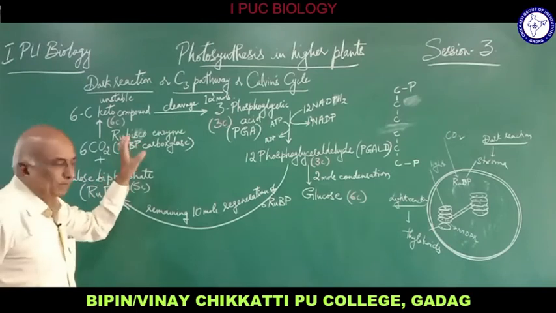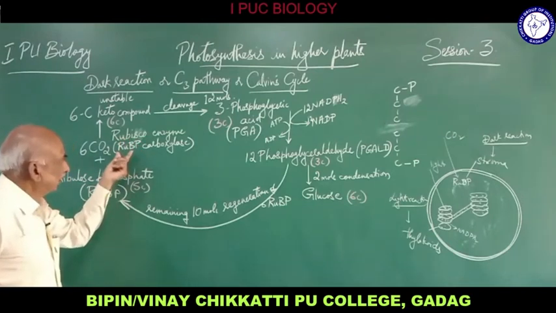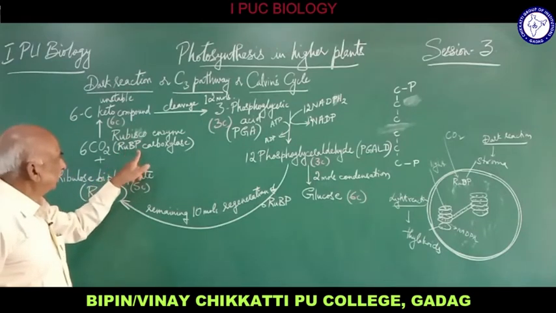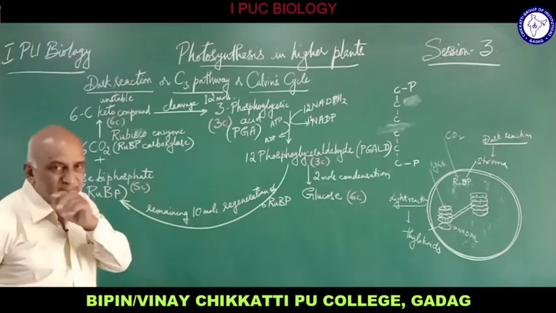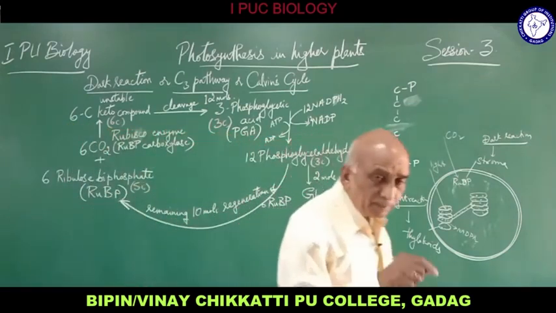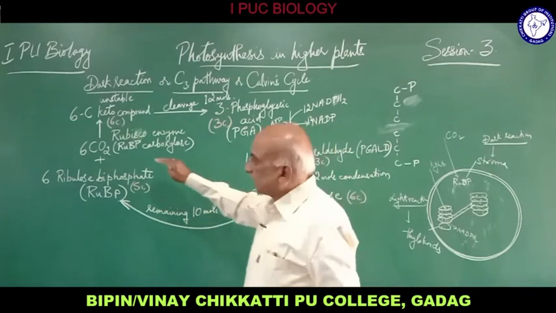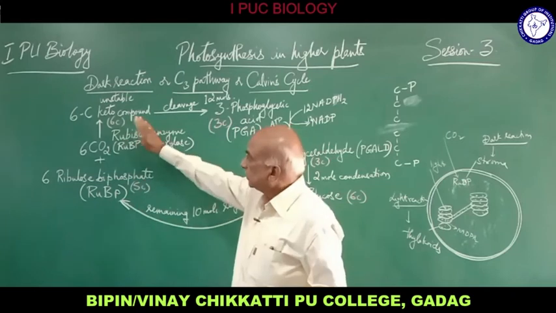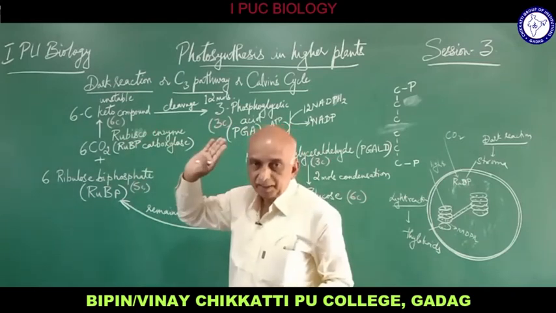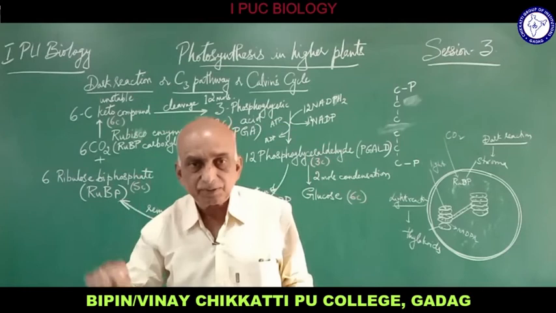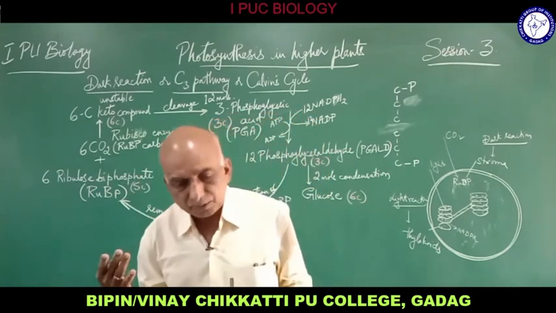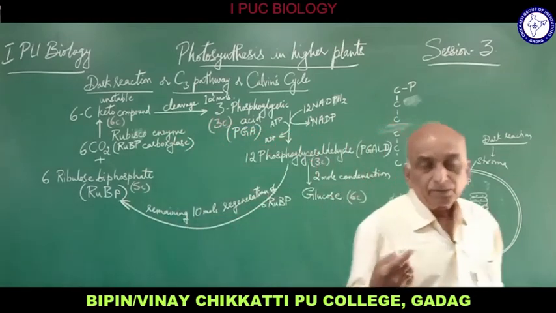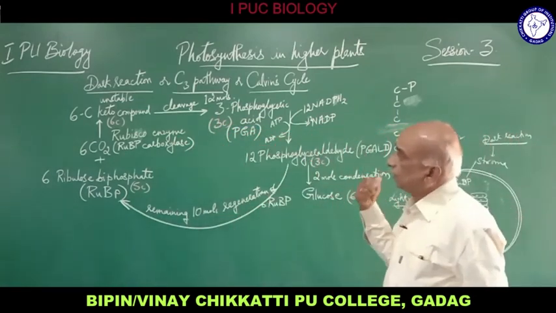Rubisco is actually an abbreviation. The name of that enzyme is RuBP carboxylase, meaning ribulose bisphosphate carboxylase, is the enzyme involved. If this enzyme is absent, CO2 and RuBP will not combine to form the 6-carbon compound, which is unstable, and this unstable compound soon dissociates to form PGA. So that is how the dark reaction takes place.